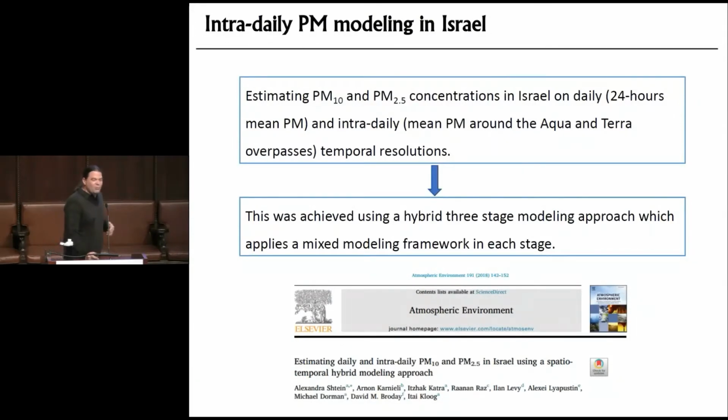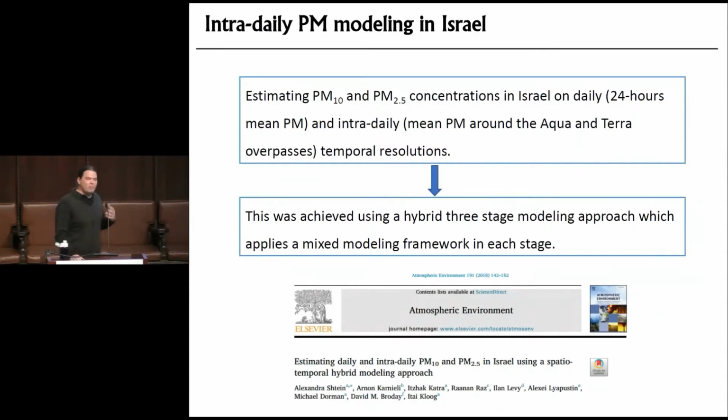So we've seen how we model PM 2.5 on a daily level, but we have additional ideas on how to progress from that. One of the things that we're doing, and we just published a few months ago, was intra-daily PM modeling. We took Israel as a pilot study, and we wanted to estimate PM 10 and PM 2.5 for below the 24-hour daily resolution based on the satellite overpass.